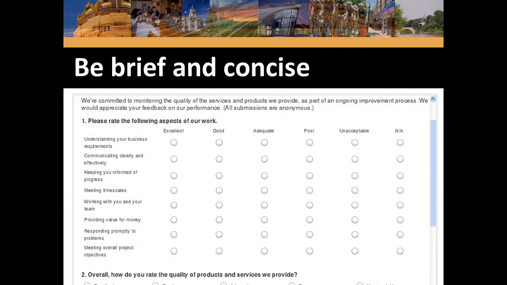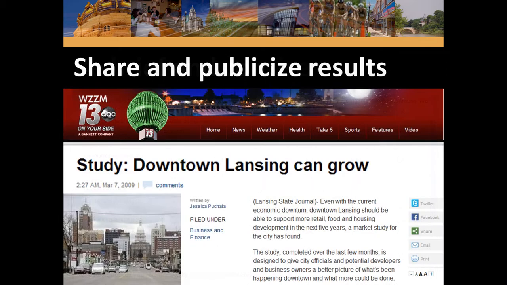Be brief and be concise. For example, a mail survey questionnaire should be limited to 1 sheet of paper, and an intercept survey should adhere to the 3-minute rule. And finally, be sure to share and publicize the results of the survey. People who participated will be curious to see how their responses compared to others, and the results could offer a path for consensus building.